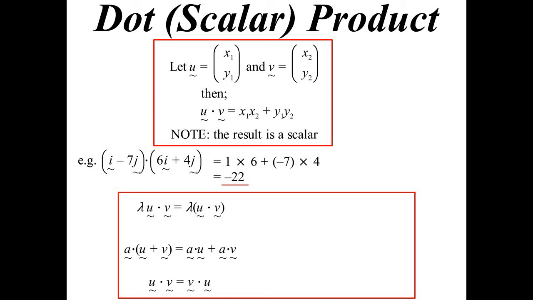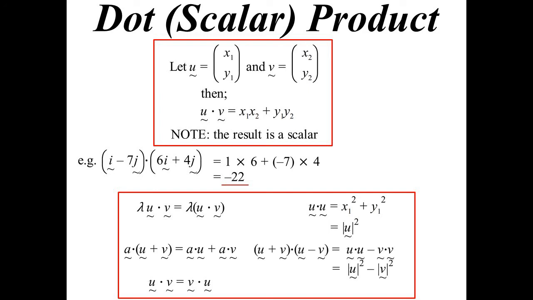Yes, they commute. It's still multiplication, it's just a different type of multiplication. And so we can do that in any order. u dot v should give the same as v dot u. u dot u, if you think about it, would give you x1 times x1, so x1 squared plus y1 squared. Now that turns out to be the magnitude squared, because remember we said the magnitude was the square root of x squared plus y squared. So u dot u is always going to be the magnitude squared.